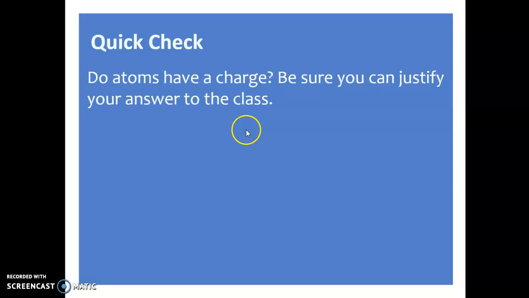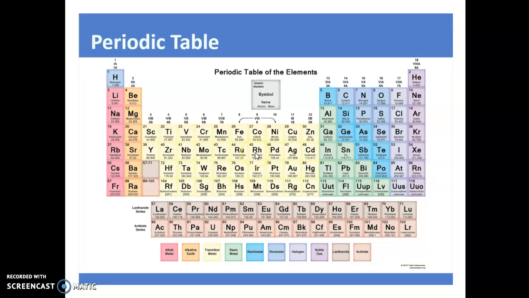All right. Do atoms have a charge? Be sure to justify your answer. So we went over this and we talked about the fact that the nucleus has a positive charge because it has protons, and the outside electron shells have a negative charge because it has electrons. Therefore, a positive and a negative gives you 0. Therefore, it is neutral. They do not have a charge.